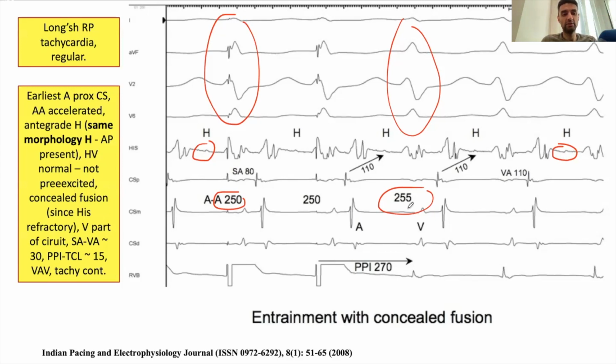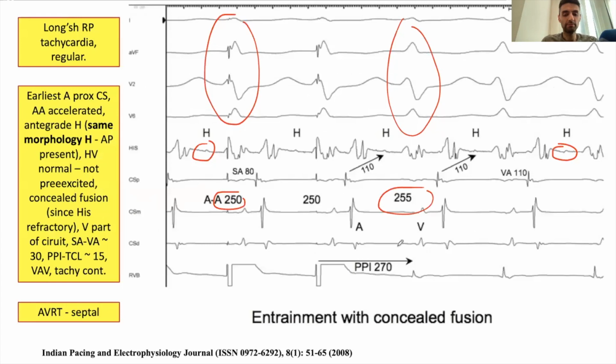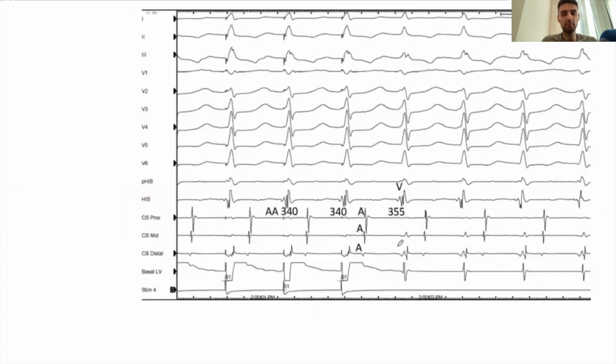Okay, so again a longish RP tachycardia, earliest A at proximal CS. The H is antegrade, same morphology, so there's an accessory pathway present because you're His pacing and you accelerated the A. Okay, His refractory PVC pacing, and you accelerated the A to A interval. HV is normal, not a pre-excited tachycardia. There's concealed fusion. V is part of the circuit. Stim to A minus V to A is around 30 milliseconds, PPI minus tachycardia cycle length around 15 milliseconds, and VAV response, and tachycardia continued. Okay. So in this case it was a septal accessory pathway.